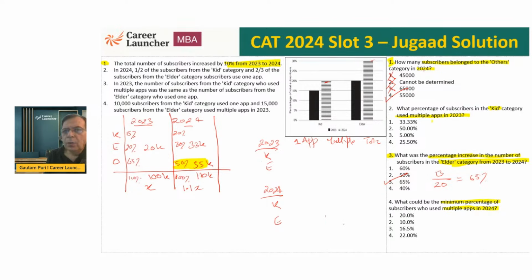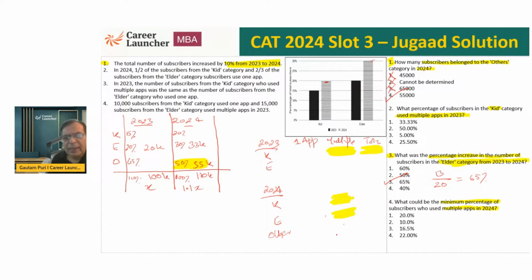Question number 2 says percentage of subscribers in kids category who use multiple apps in 23. So I need the total number of kids in 23 and the number of kids who use multiple apps in 23. Question number 4, what could be the minimum percentage of subscribers who use multiple apps in 24? So I need the number of subscribers in 24 in the kids and elders category who use multiple apps. What about others? We will give others 0. Unless the data tells me something, I will take others as 0. So let's go further now.